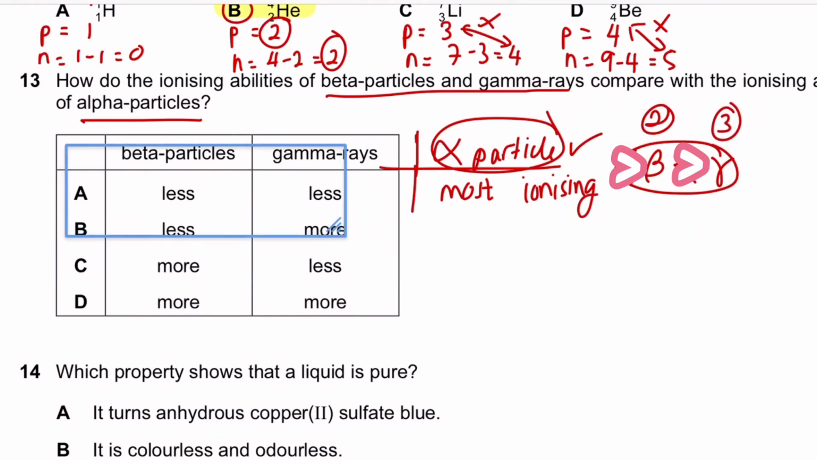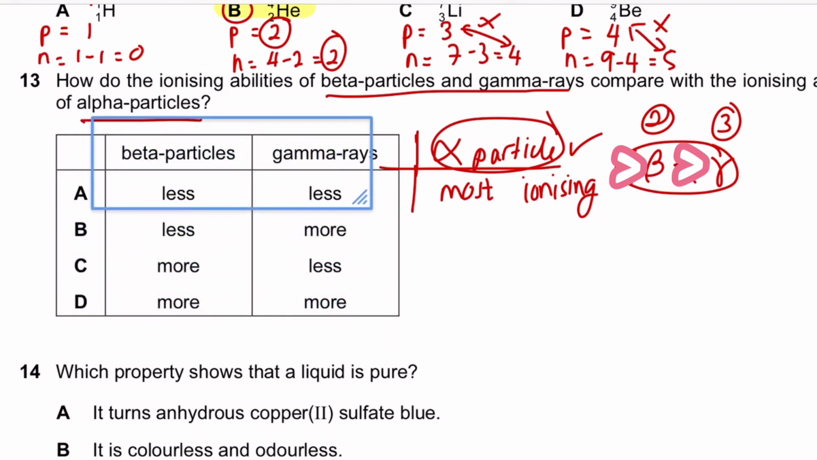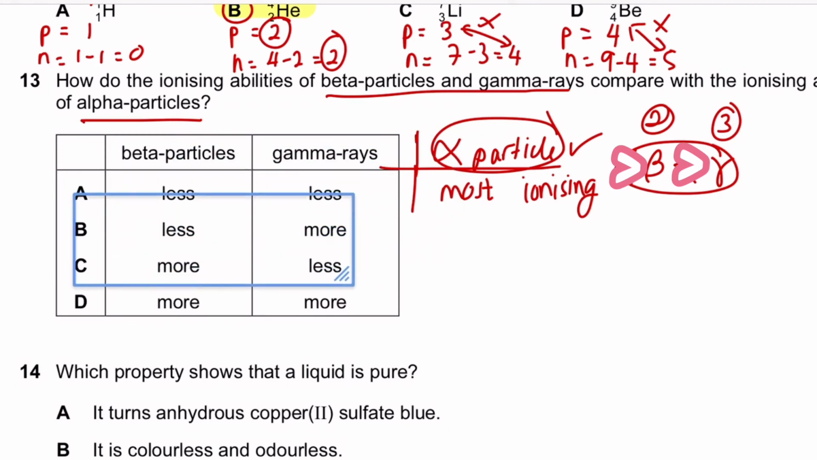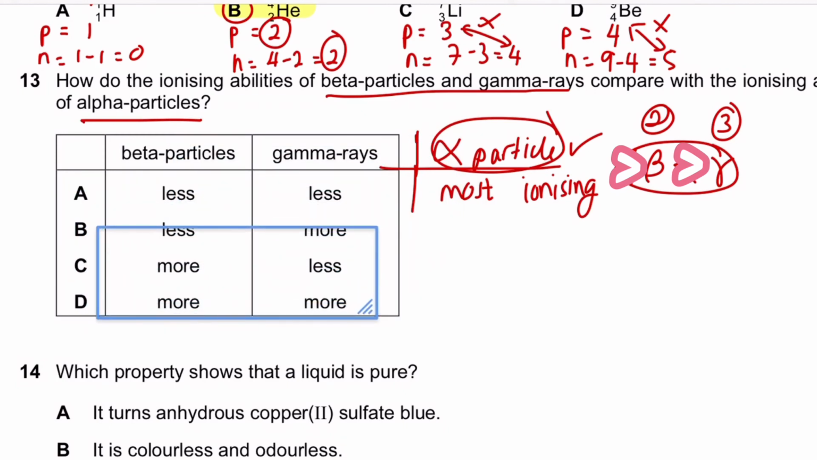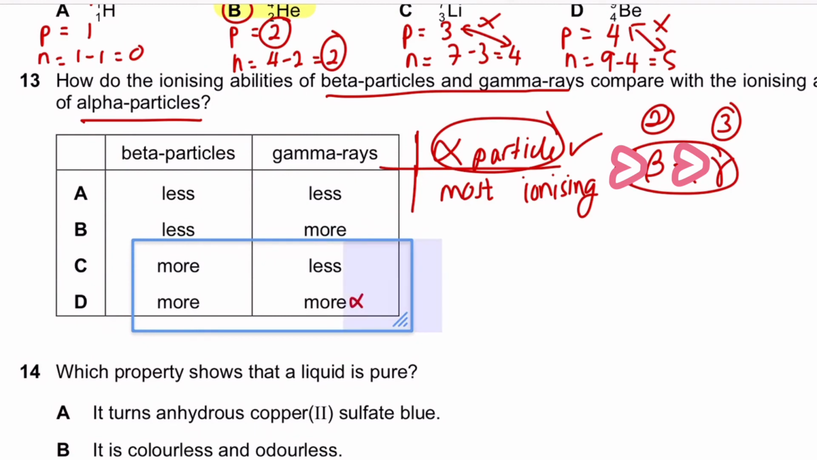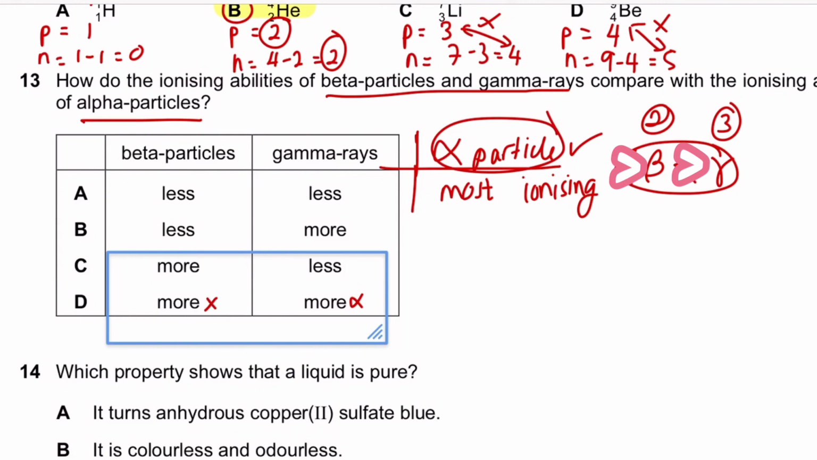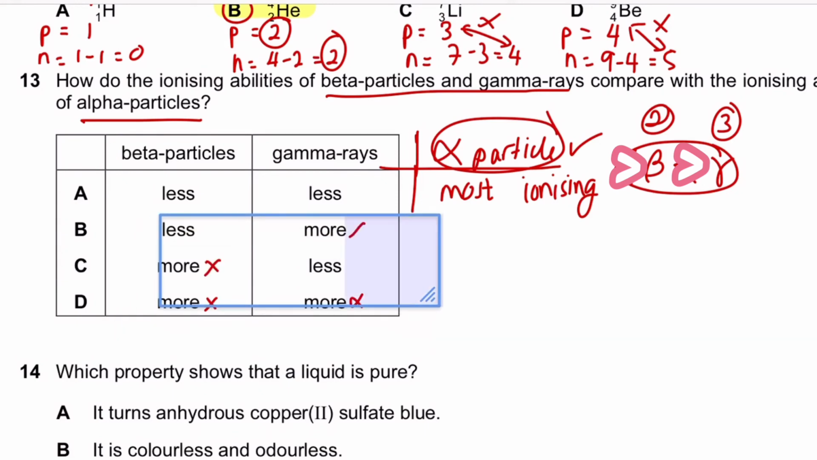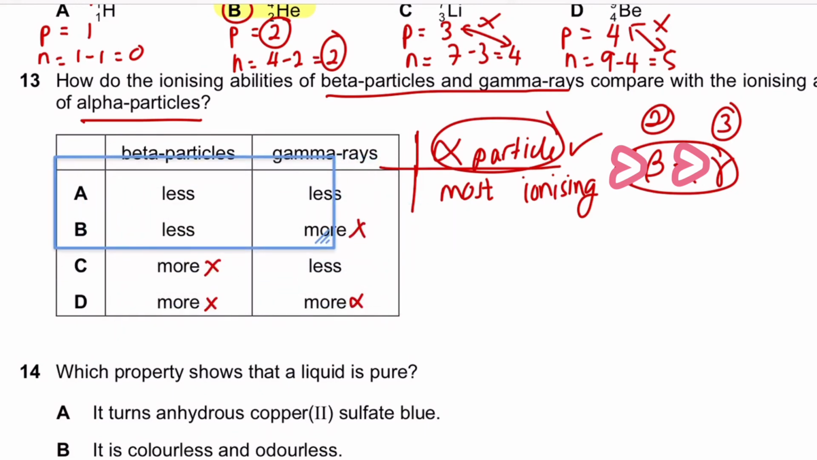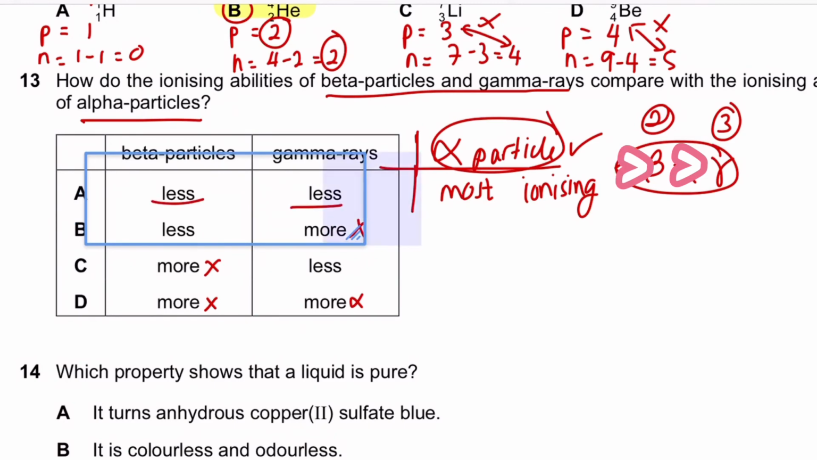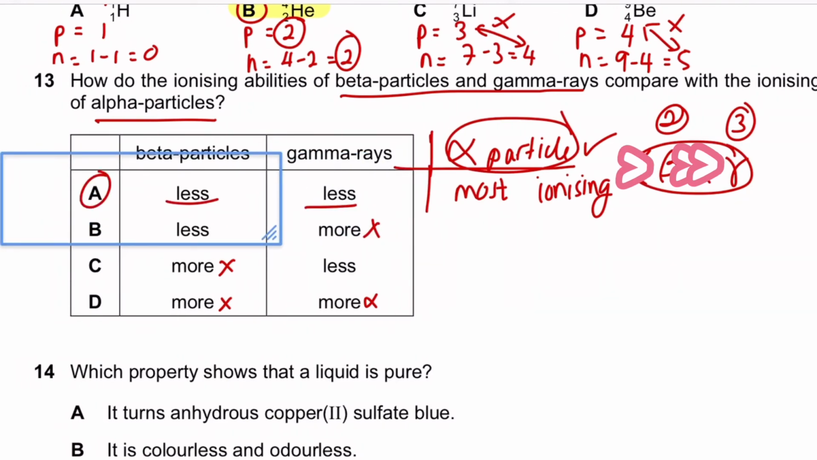In the options listed here, the beta and gamma cannot be more than alpha. So any options with more are counted as out. So the only option which is less right here is the only correct answer, which is A.